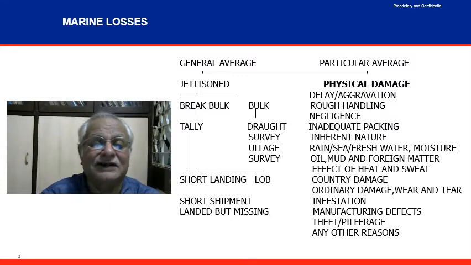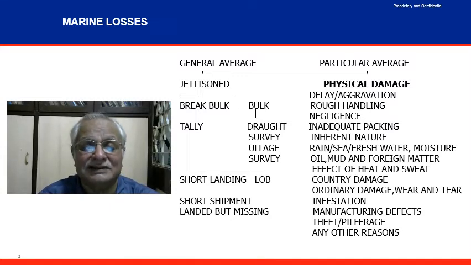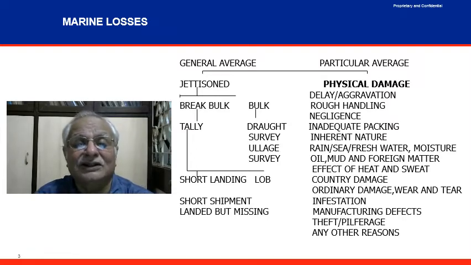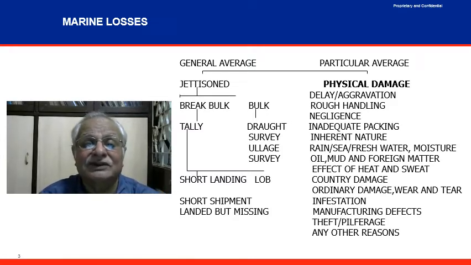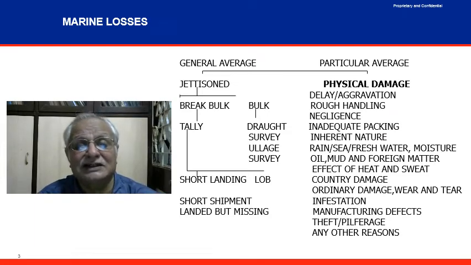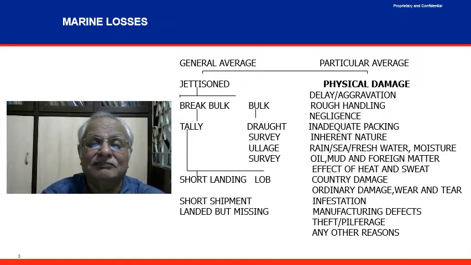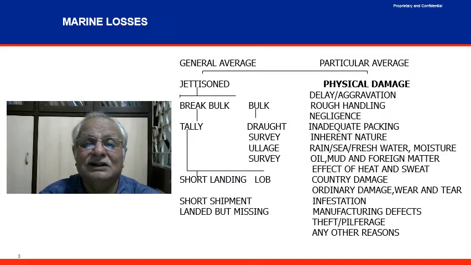From all these things, we are trying to find out how much cargo is short landed by the vessel, or it is a LOB, that is a lost overboard, or it is a short shipment, or it could be landed but missing. Now, who gives the LOB certificate? The master of the vessel gives the LOB certificate. Who gives the short landing certificate? The short landing certificate is given by the port. For example, Mumbai Port Trust will give a short landing certificate when the cargo is short landed in Mumbai port. So each port will give a short landing certificate considering their tally. Their central documentation office has the cargo tallies, and based on that, they will check with the manifest and give the short landed certificate.